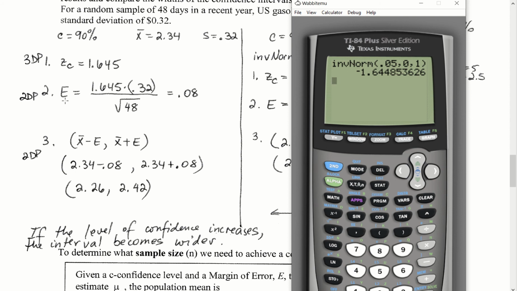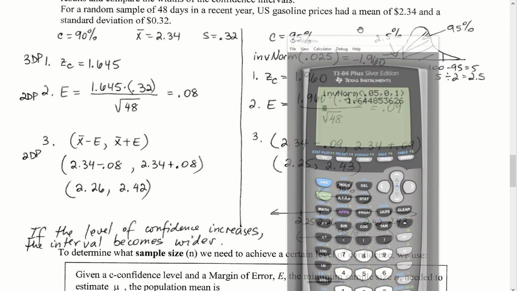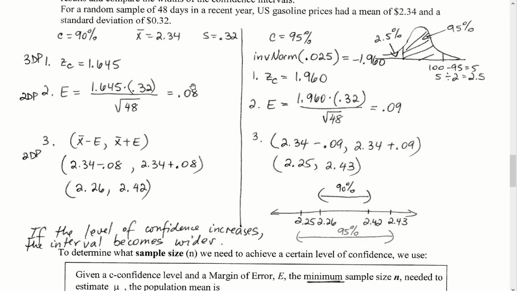Once we have that, we can compute the margin of error. It's ZC times sigma divided by the square root of n. That's going to be 0.08. That's our margin of error.